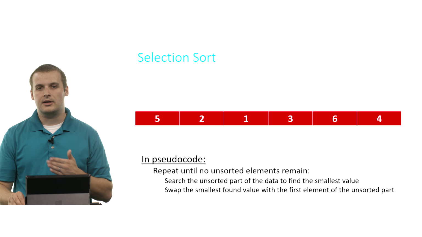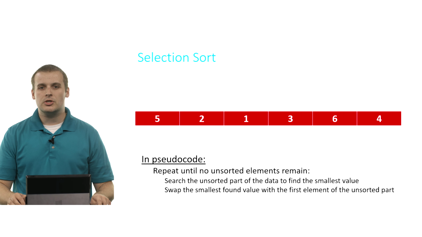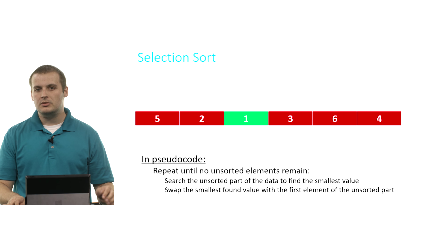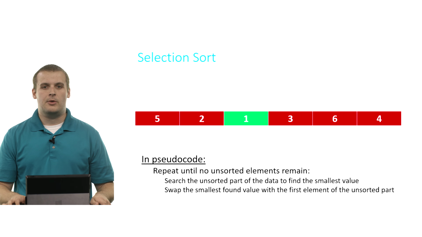Right now, again, the entire array is the unsorted part. All of the red elements are unsorted. So we search through and we find the smallest value. We start at the beginning, we go to the end, we find that the smallest value is 1. So that's part 1, and then part 2, swap that value with the first element of the unsorted part, or the first red element. In this case, that would be 5, so we swap 1 and 5.